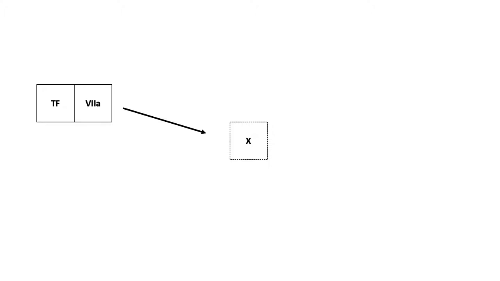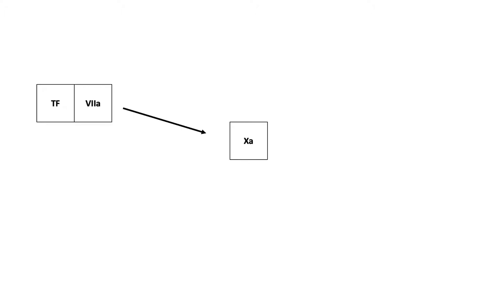We'll begin with a review of the extrinsic pathway of coagulation. The extrinsic pathway begins when endothelial injury exposes tissue factor to the circulation. Tissue factor activates factor VII to factor VIIa. The resulting tissue factor VIIa complex acts on factor X and converts it to activated factor X.